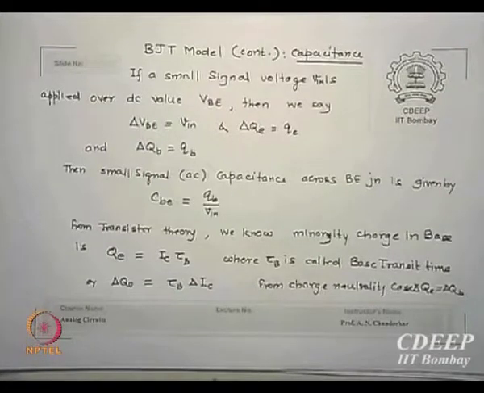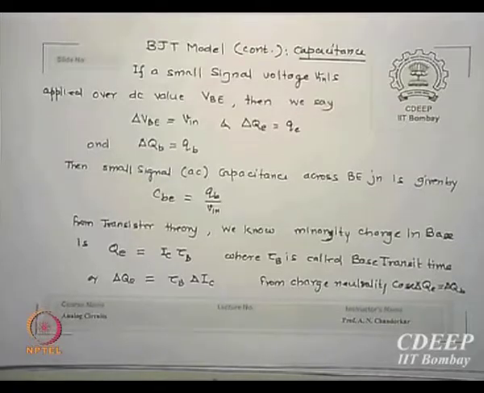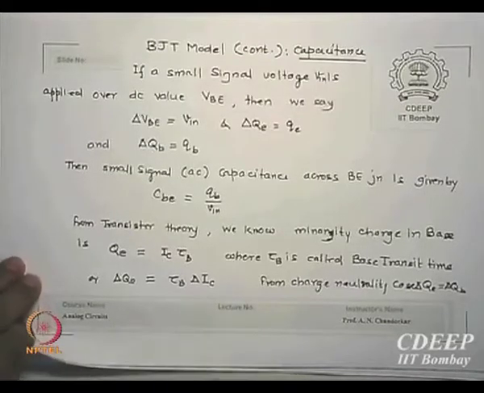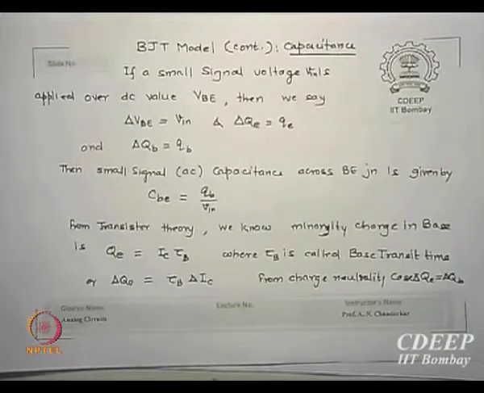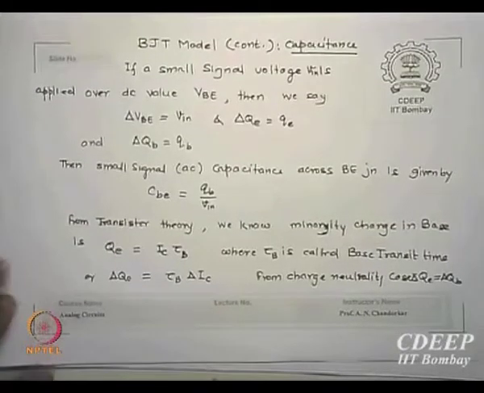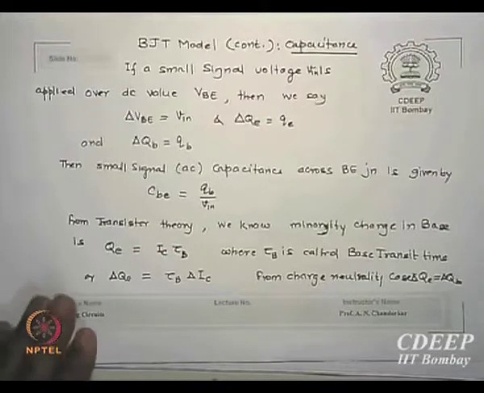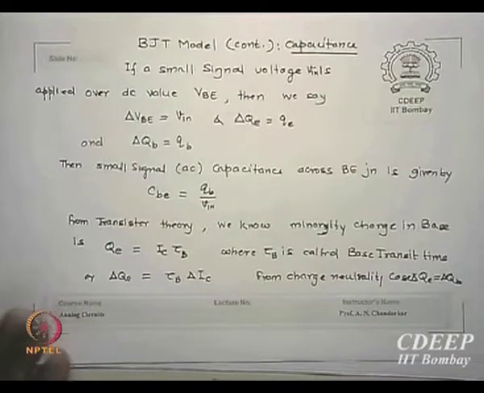So delta QE is tau B times delta IC. Is that okay? You just say, otherwise I'll wait till you write. Okay. Delta QE is tau B times delta IC. Now this tau B in devices is what? Anyone? Remember device theory last semester? It is related to what?